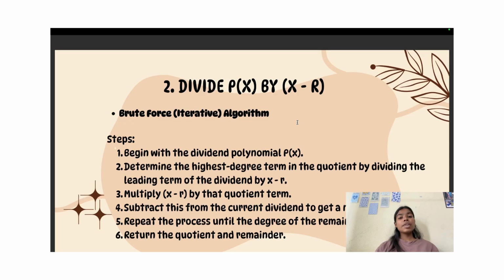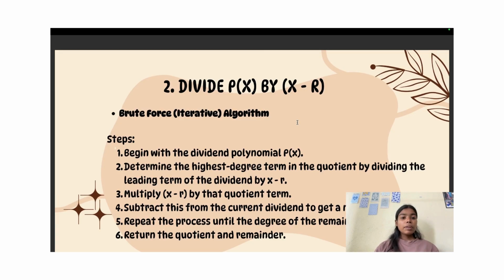Next, we will divide P(x) by x minus r by the brute force iterative algorithm. Our steps are: first, begin with the dividend polynomial P(x). Second, determine the highest degree term in the quotient by dividing the leading term of the dividend by x minus r. Third, multiply x minus r by the quotient term. Fourth, subtract this from the current dividend to get the new dividend. Fifth, repeat the process until the degree of the remainder is less than 1. And sixth, return the quotient and remainder.